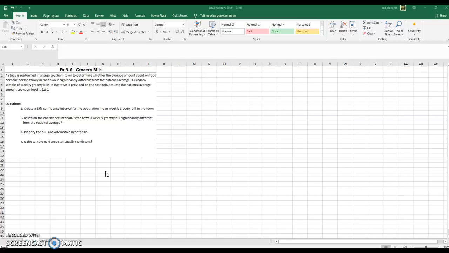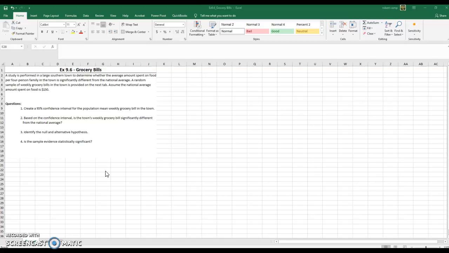What we're looking at is these grocery bills. A study is performed in a large southern town to determine whether the average amount spent on food per four-person family in the town is significantly different than the national average. And that's the key. We're just asking, is it significantly different from the national average? We're not asking if it's higher or lower, just want to know if it's different. So it can be higher or lower, which is going to feed into why we're doing this two-tailed test.